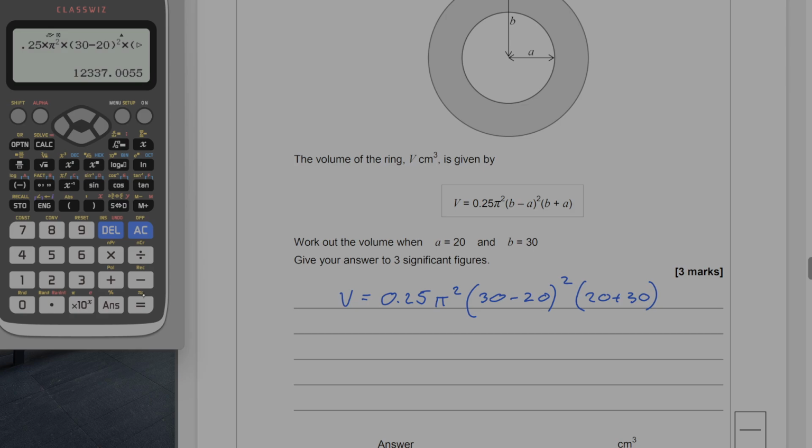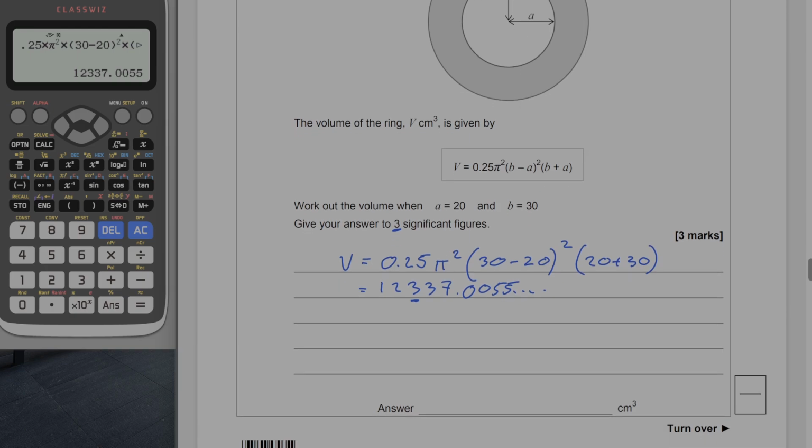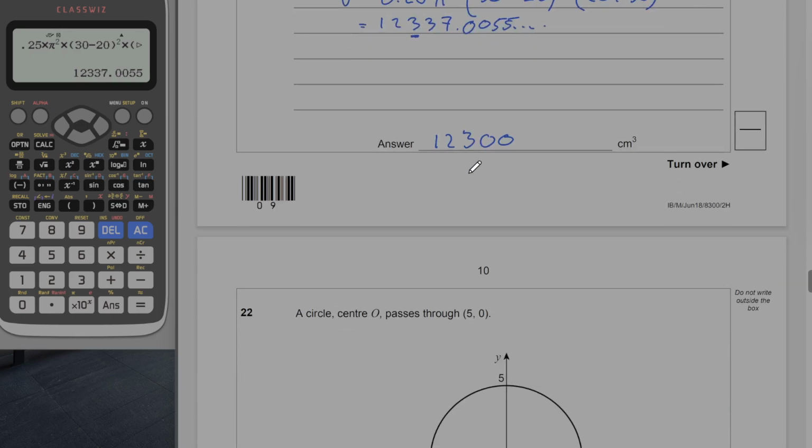So that gives me 12337.0055 dot dot dot. So to three significant figures, that's my third significant figure. To round correctly, that is closer to a 3 than it is a 4, so that would be 12300.